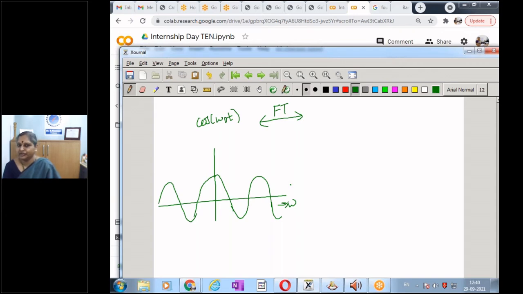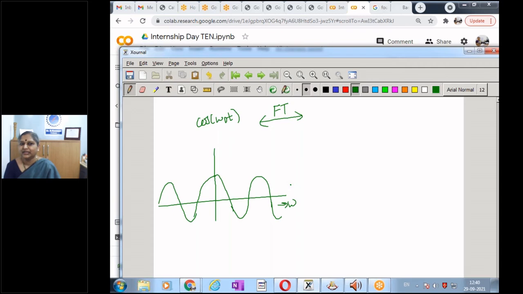Now suppose I do the Fourier transform of the signal cos omega naught t. What do you think we will get? Don't think that you can't answer. I know you can answer it. Just think it over, because for integration we have so many tools today.